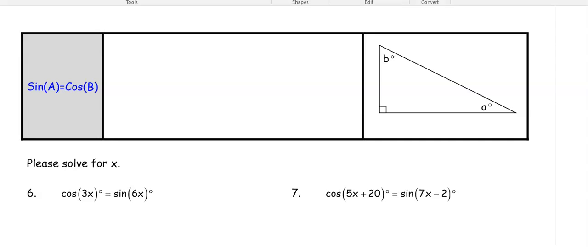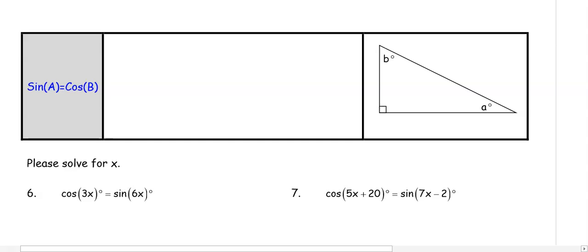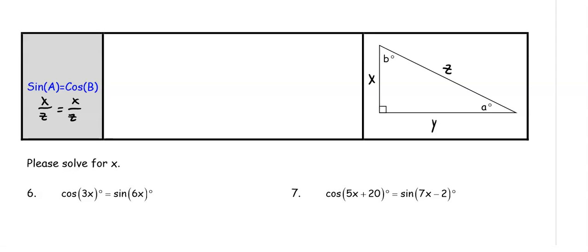So in this problem, we have the sine of A equals the cosine of B. So if I label my triangles with just 3 random letters to look at the ratio, we have X, Y, and Z. So the sine of A is your opposite side over your hypotenuse. The cosine is the adjacent side over the hypotenuse. Notice that they have the same ratio. So because this is true and they have the same ratio, the angles are going to have a relationship.